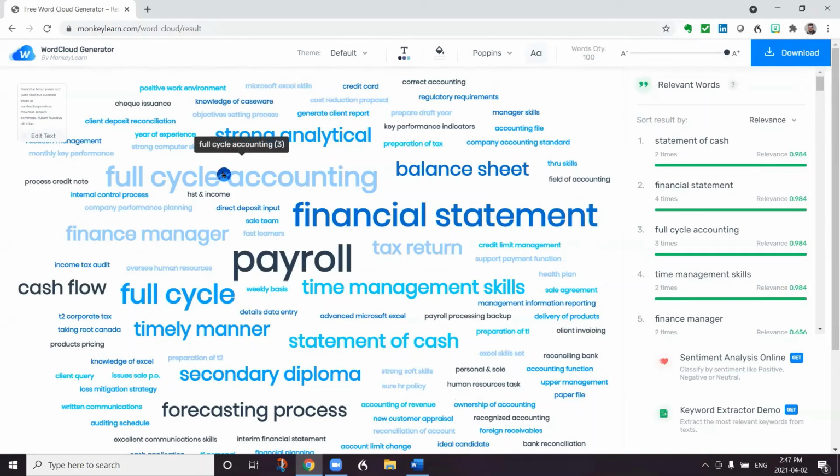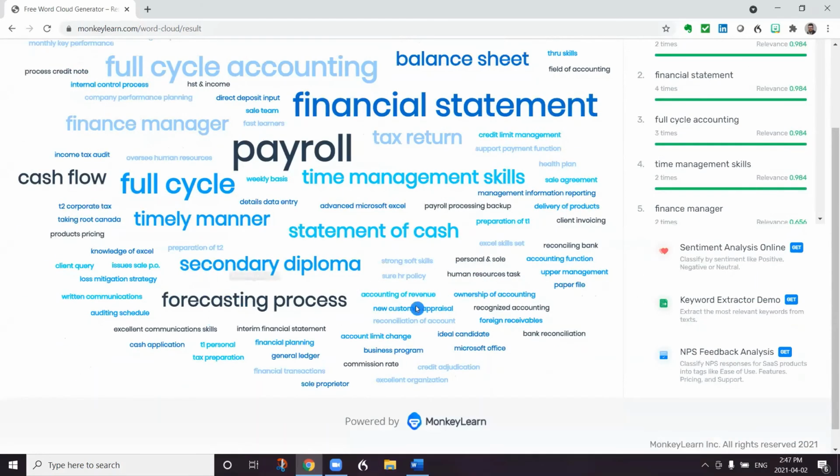So strong analytical, full cycle accounting, balance sheets, finance manager. You know, these are, of course, finance manager might be the person you're reporting to, but this is a great place to see the different skills.